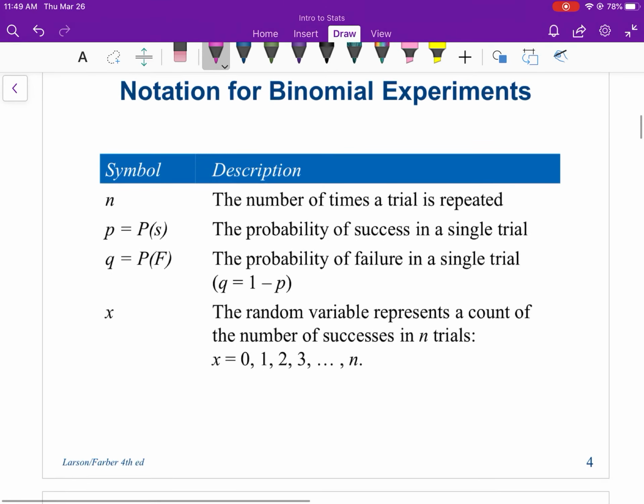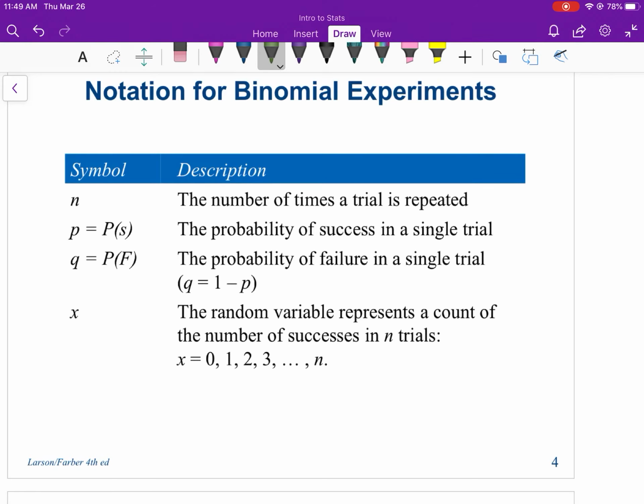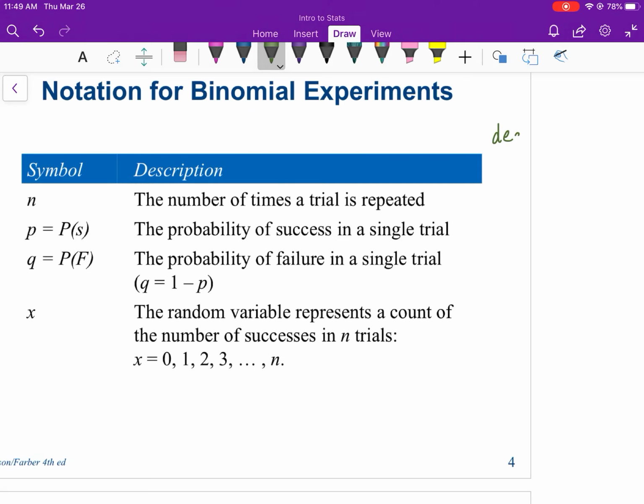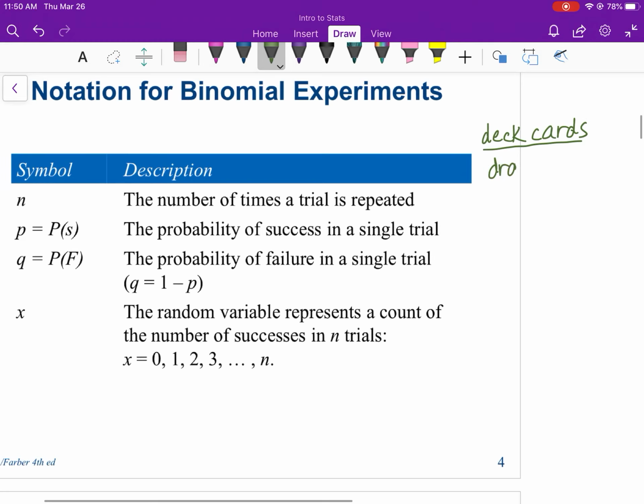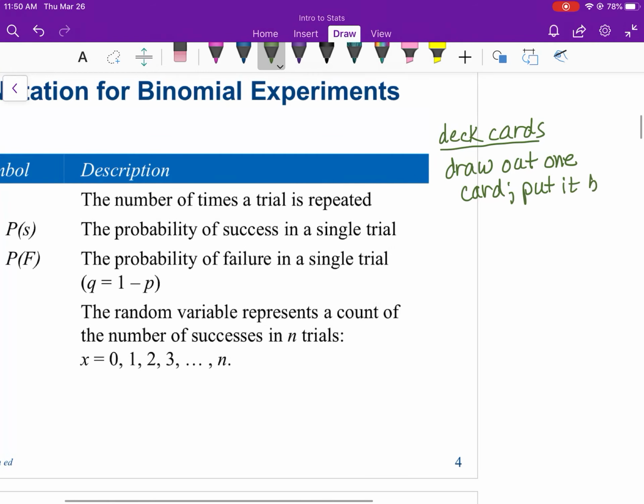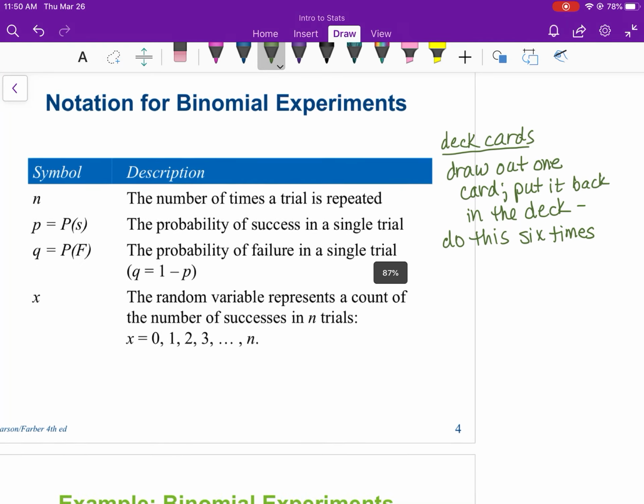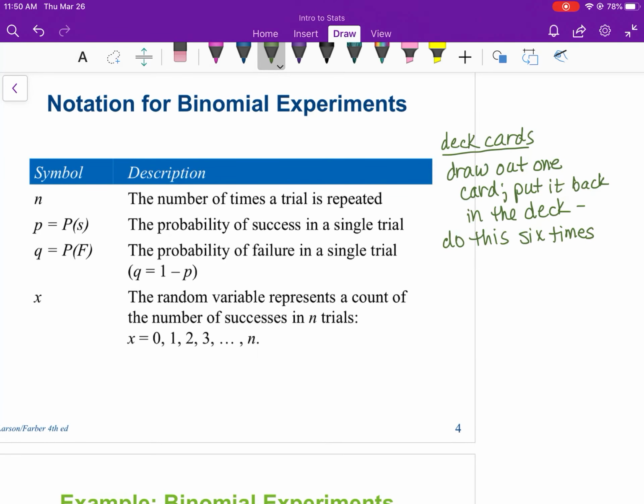All right, this is the notation. So if I go back to my card example, I was looking at a deck of cards. I'm drawing out a card 6 times. I'm going to draw out 1 card, put it back in. I'm going to do this 6 times. Okay, so that's my experiment. All right, if I'm interested in the probability of getting 6 hearts, that's what I want to know.